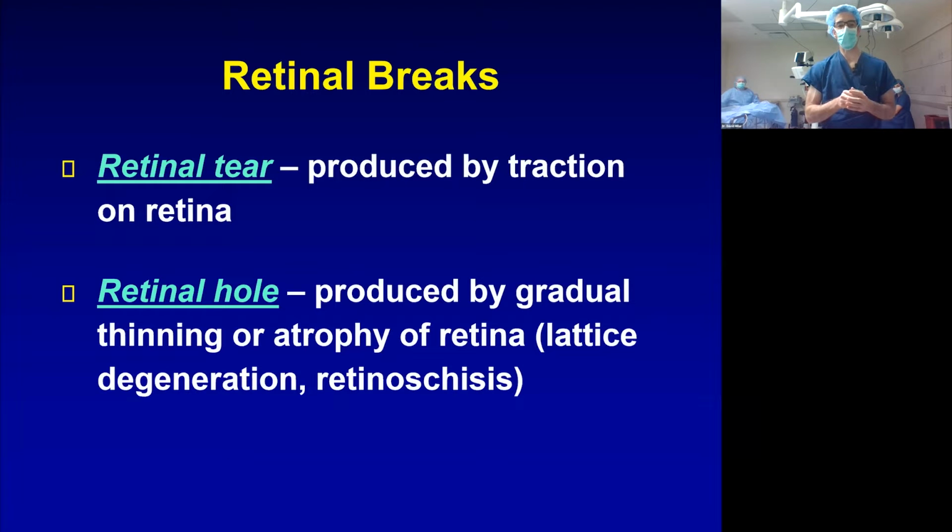Or there can be a retinal hole produced by gradual thinning or atrophy of the retina. These are more slow developing retinal detachments, and can also occur younger in life. You see these most commonly with lattice degeneration or retinoschisis.